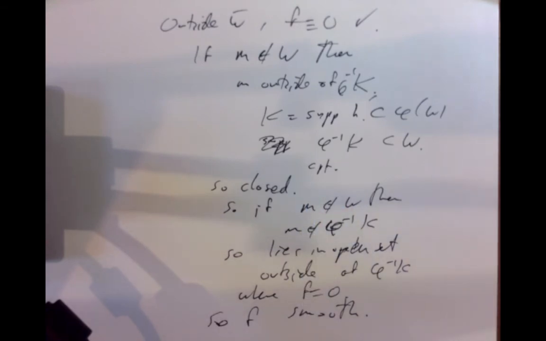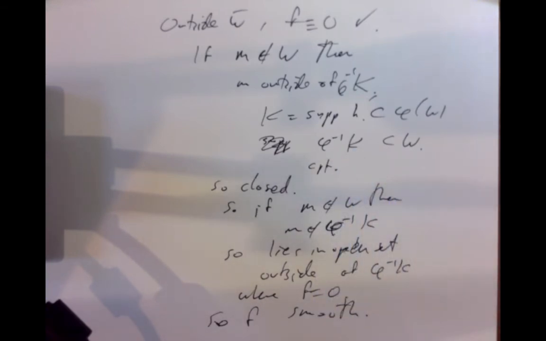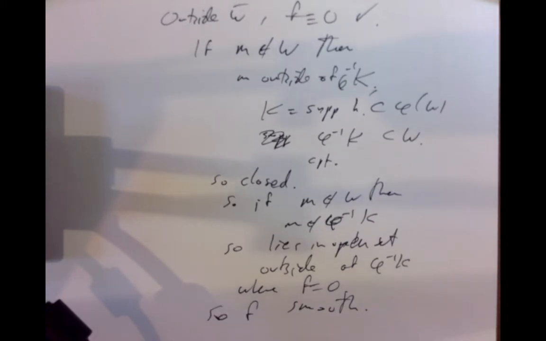And so if you stay away from that K, you're going to make sure that you still have H equal to 0. And so in phi inverse K, you're still going to have F equal to 0. So F is 0 on that open set, which concludes the boundary of W. So that's how the trick works.